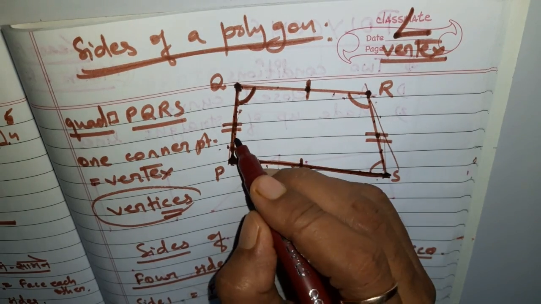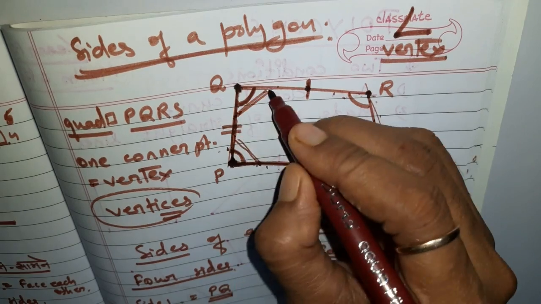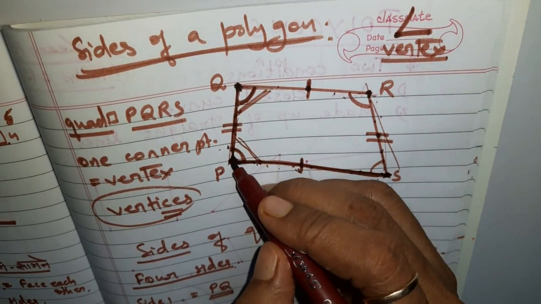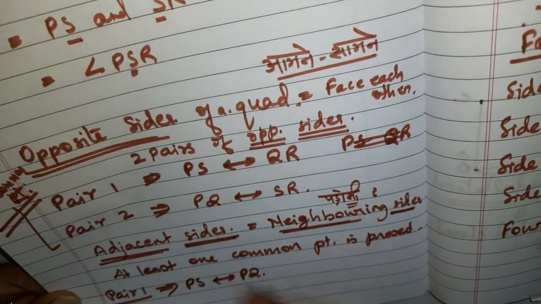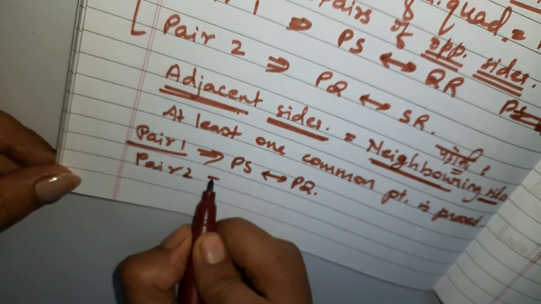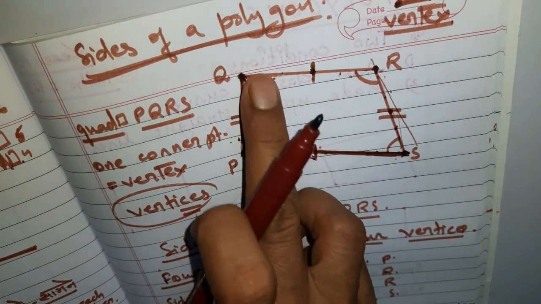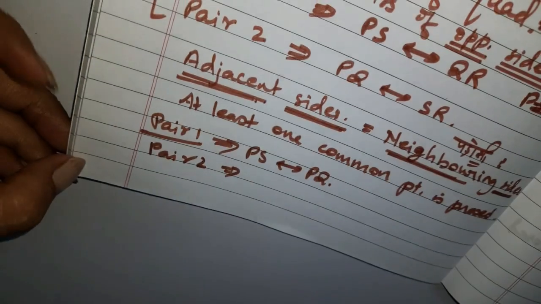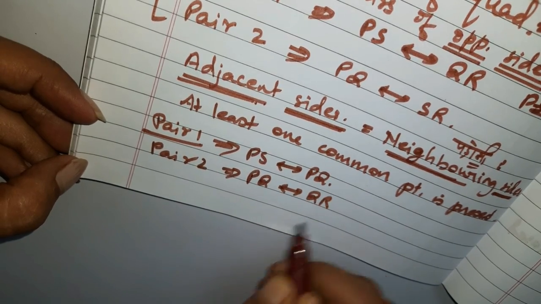It means, let me show it by this. These two are the adjacent sides. Now these two are again the adjacent sides. The names of these two sides are PQ and QR. So pair number 2 is PQ, QR. Let me write: PQ is adjacent to QR.